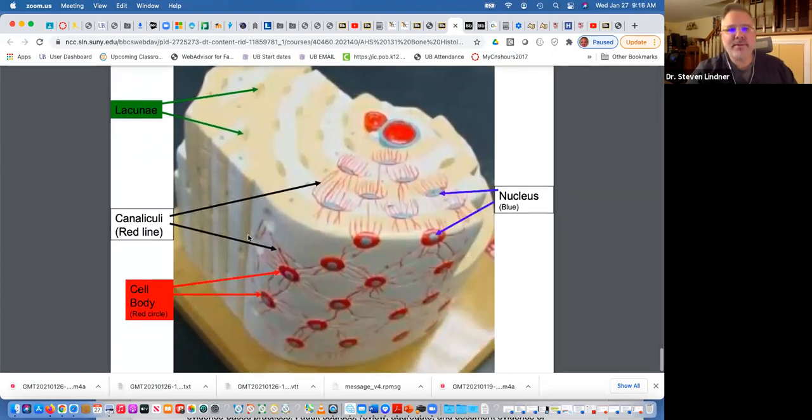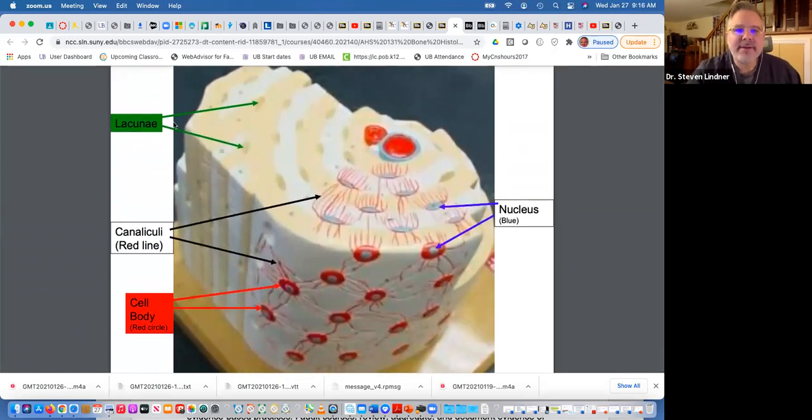And again, another view, hollowed out cavities, lacunae. Here's the nucleus of the osteocyte. Here are the canaliculi. These are concentric rings. Out here would be interstitial lamellae. These are concentric lamellae.